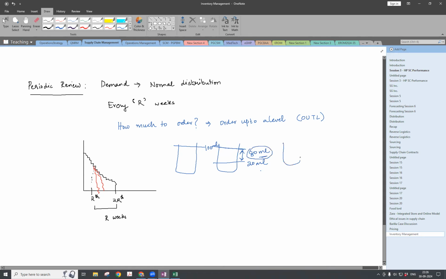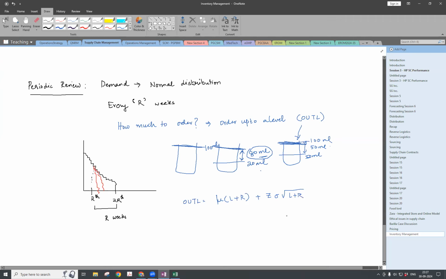And if the next time you check your inventory, it happens to be 50 ml, because the highest is 100 ml, you are going to fill only 50 ml, right? This bar that we are sitting over here is what we refer to as the order up to level. And there is a formula for this order up to level, which we write as mu into L plus R plus Z sigma under root L plus R.